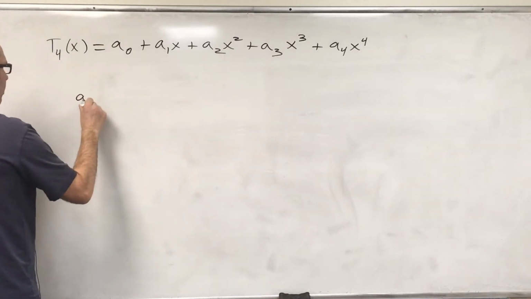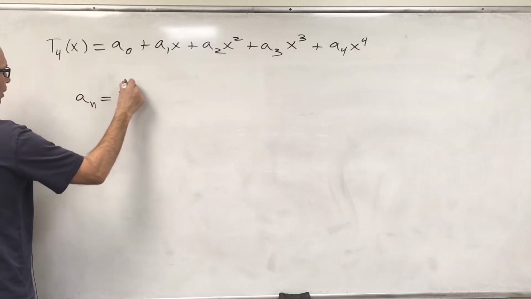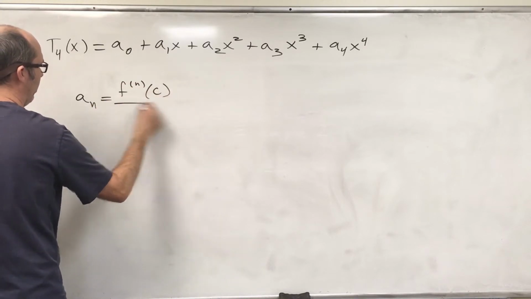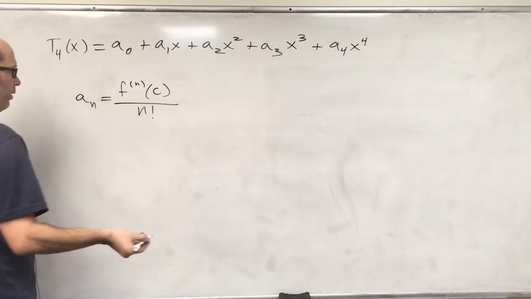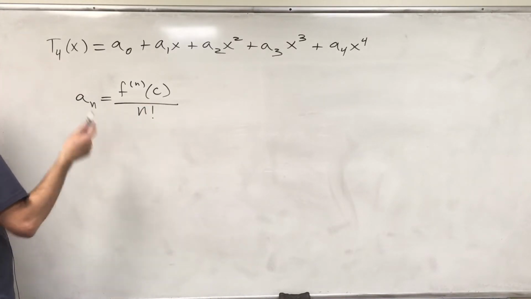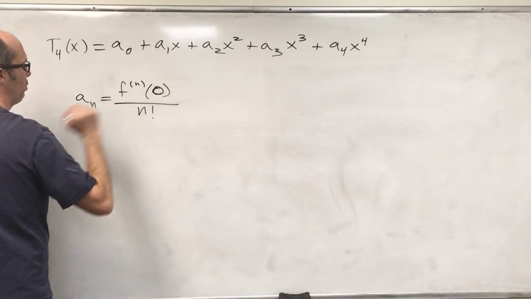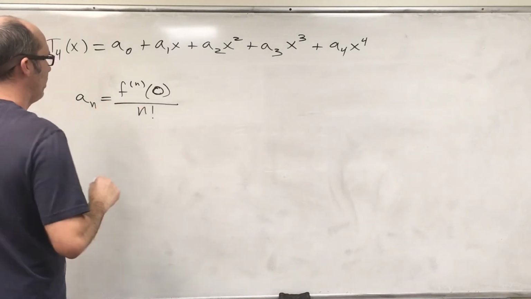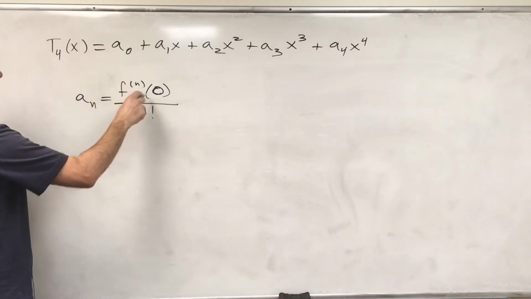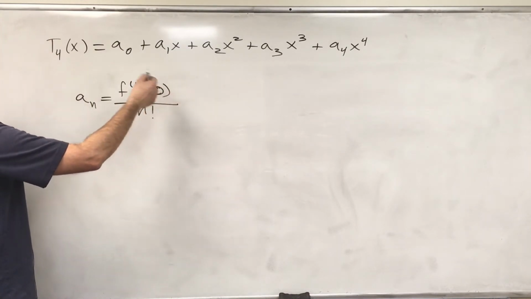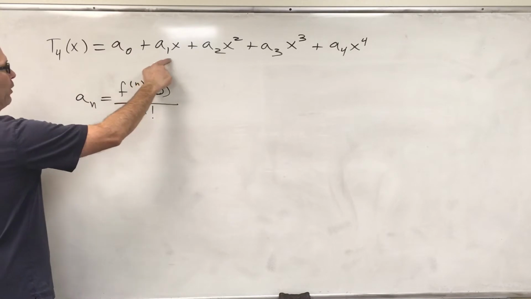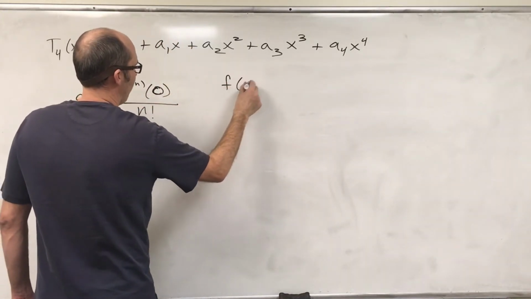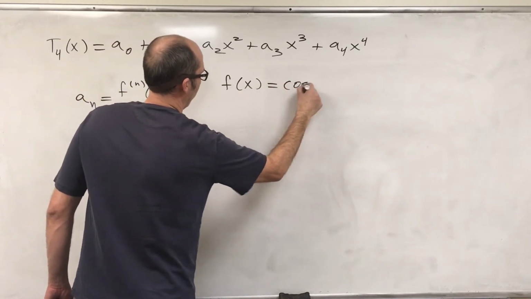All right, so remembering that the formula we have for each of the a n is like so. Remember that c is 0, so we're going to just put a 0 in there for c. Okay, so we're going to have to find f n of 0, the nth derivative at 0, for the 0th derivative, the first, the second, the third, and the fourth derivative.